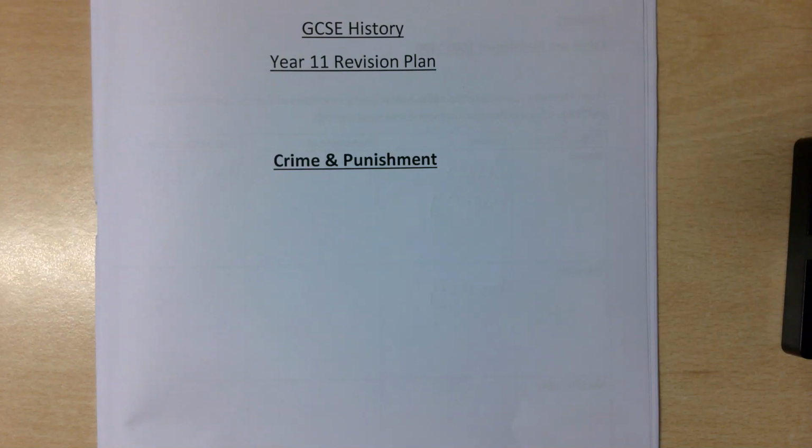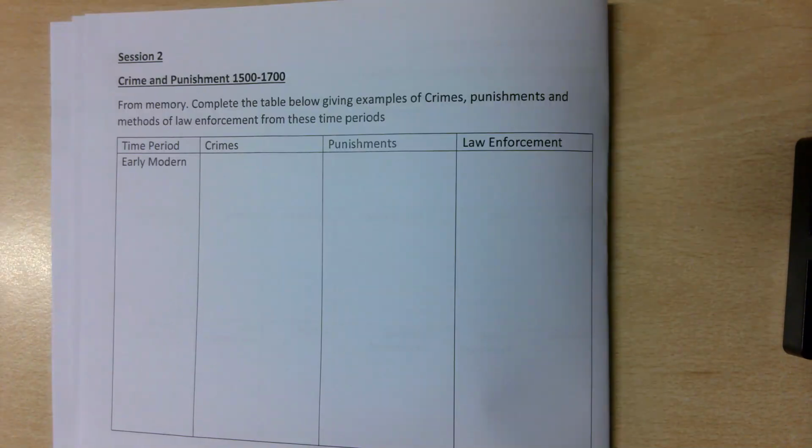So with this being Crime and Punishment, obviously you should have your Crime and Punishment booklet in front of you. And then if you can open it to Session 2, I'll talk you through what's expected in this session. And as you can see, it's the 1500 to 1700 period, which is the early modern period. And it begins in the same way that we began session 1, with a test of memory, really, for you to give examples of crime, methods of punishment, and methods of law enforcement.